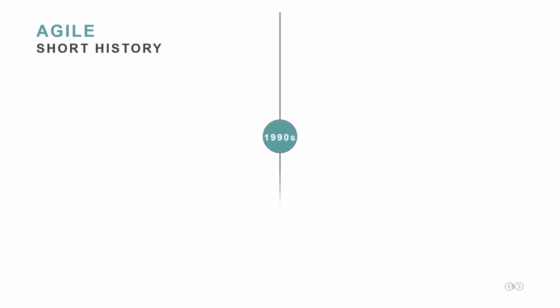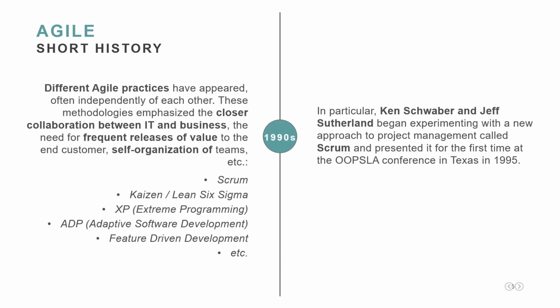Later on, in the 1990s, different Agile practices appeared, often independently of each other. These methodologies emphasized closer collaboration between IT and business, the need for frequent releases of value to the customer, self-organizing teams, and so on. The most important practices were Scrum, Kaizen, extreme programming, adaptive software development, feature-driven development, and so on. In particular, Ken Schwaber and Jeff Sutherland began experimenting with a new approach to project management called Scrum, presenting it for the first time at a conference in Texas in 1995.